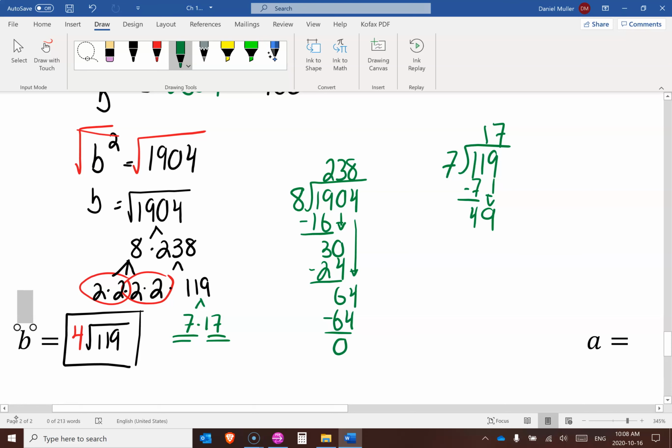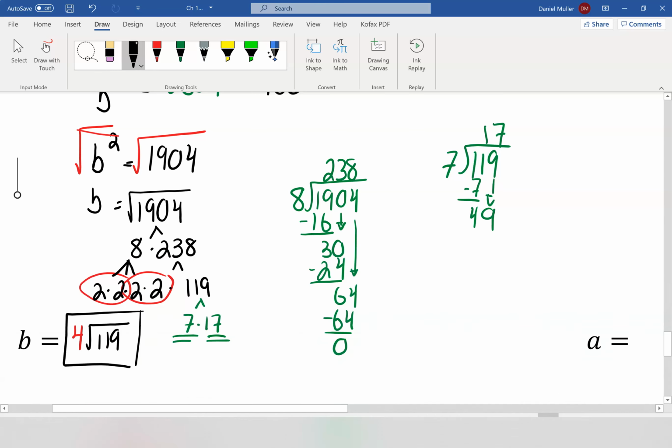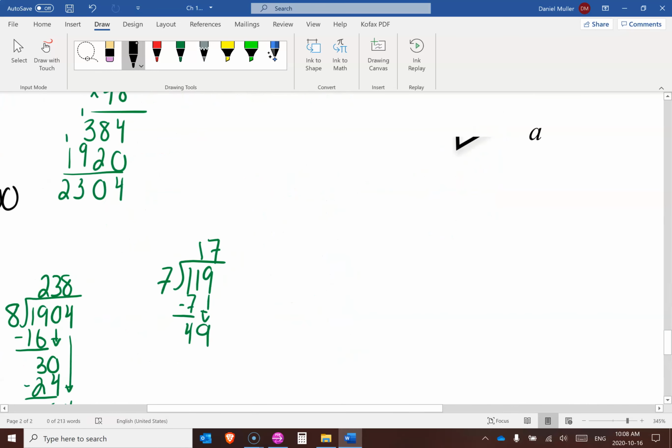So in the end, it doesn't actually matter. This answer is still correct. I thought 119 looked like it's prime. Turns out it's not. That's very interesting. That's cool. Okay, so now we got to take a look at the next one here.